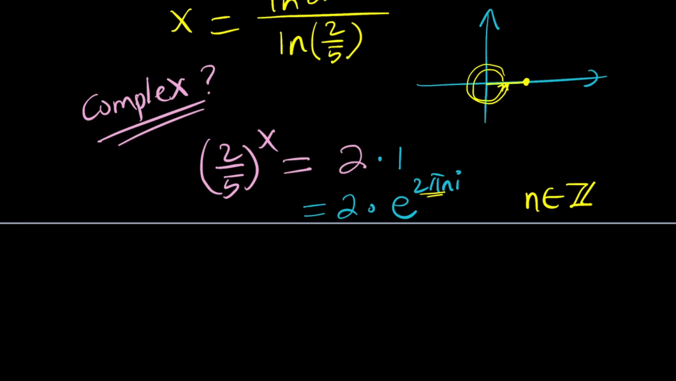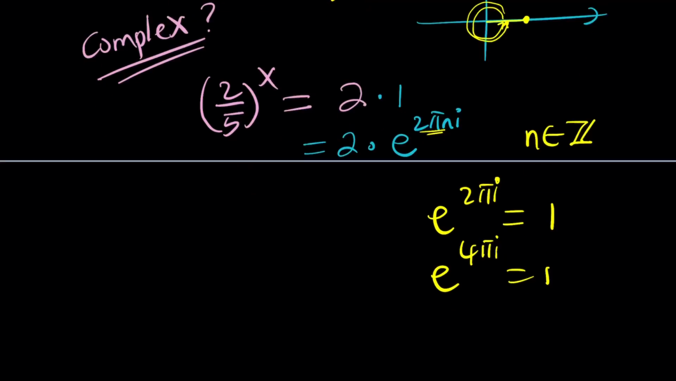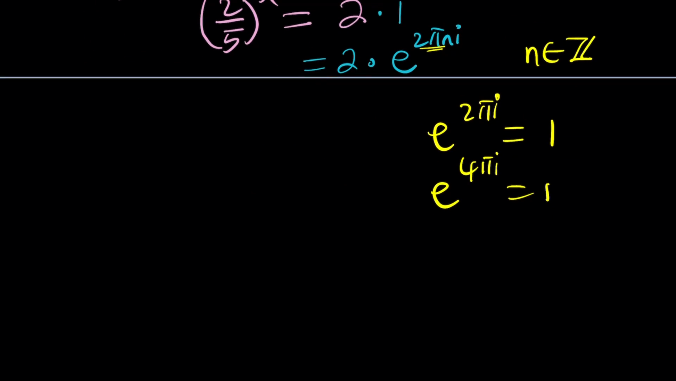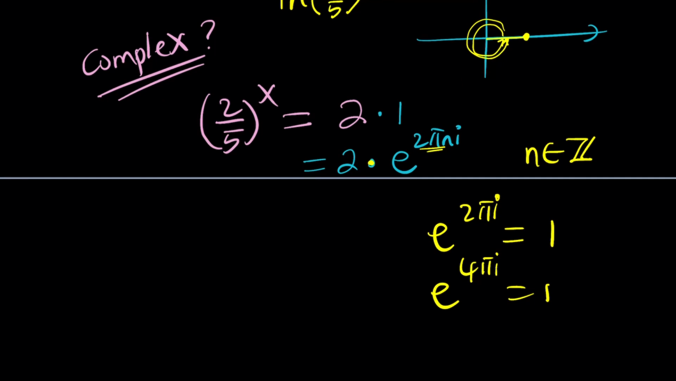All right, so if n is equal to 1, you're going to get e to the power 2 pi i, and that's actually equal to 1. If you use 4 pi i, it's still equal to 1. These are all equal, but they are actually different representations. Anyways, this doesn't mean 2 pi equals 4 pi, right? Well, they're kind of equal anyways. So here's what we're going to do then.